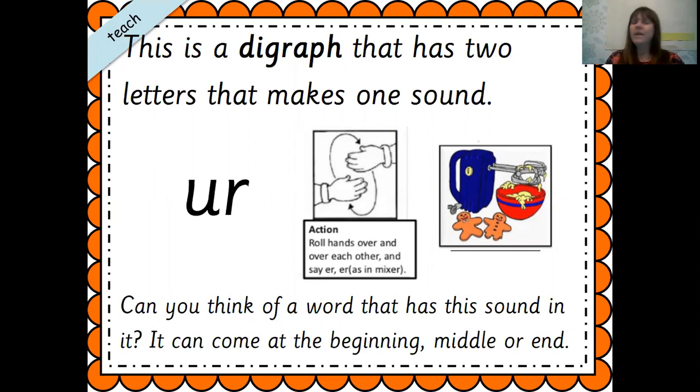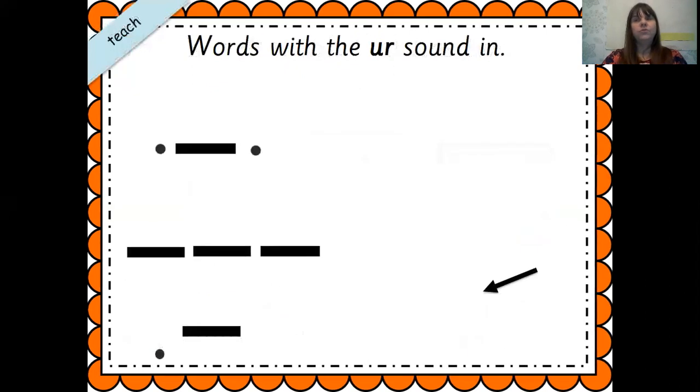Well done. Can you think of any words that could have this spelling in? As I say, there are lots of different ways to spell it. We're working on the UR spelling. Shout out at me, think of a word with it. It can be at the beginning, the middle, or the end. Right, I'm going to share with you some of my words, but not straight away because you're going to help me sound out this word.